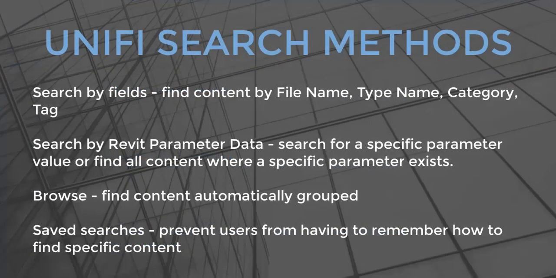So let's quickly recap the 4 search methods that allow users to easily find content in the cloud and load it into their project. The standard search helps users find content by file name, type name, category, and tag. You can also search REVIT parameter data to find a specific parameter value or all content where a specific parameter exists. Browse allows users to find content that is automatically grouped by model category without having to sift through subfolders. And lastly, saved searches prevent users from having to type in queries with complex filters or remember how to find specific content.